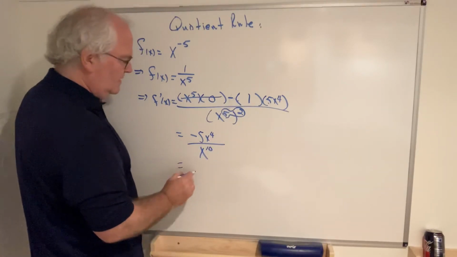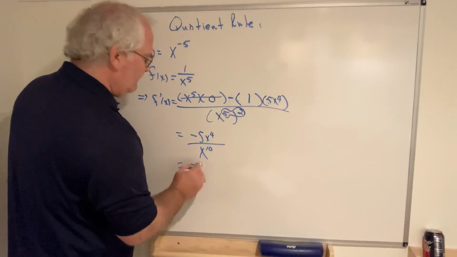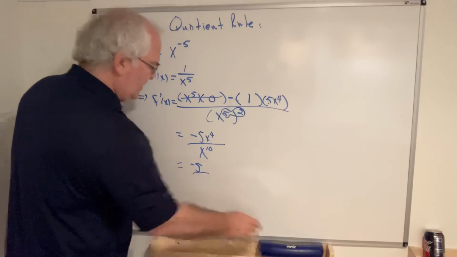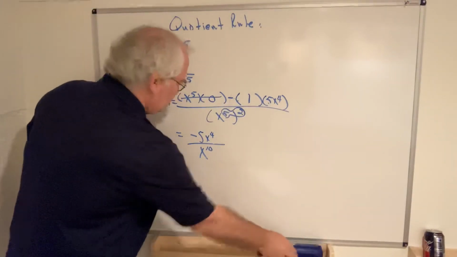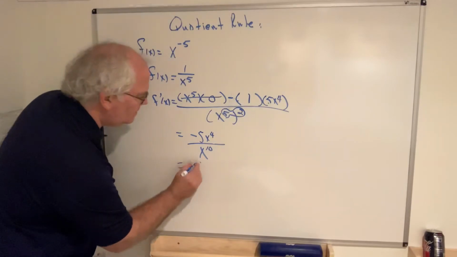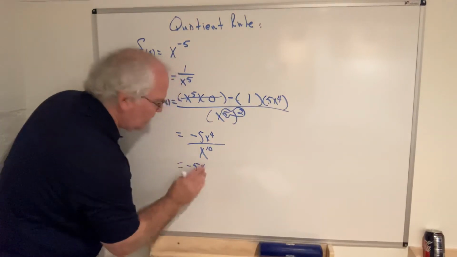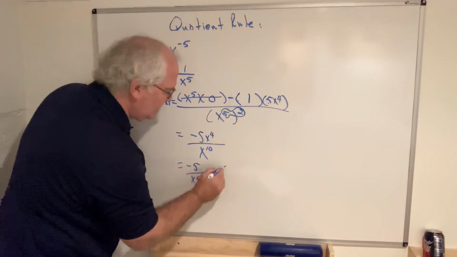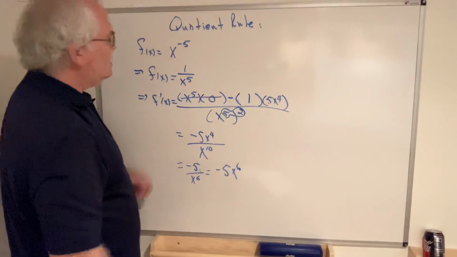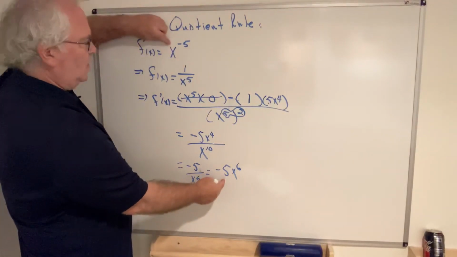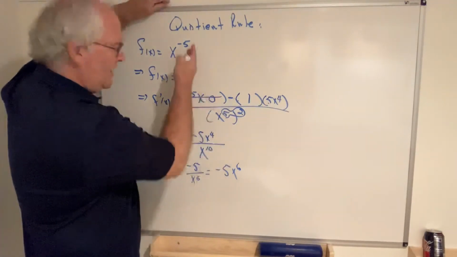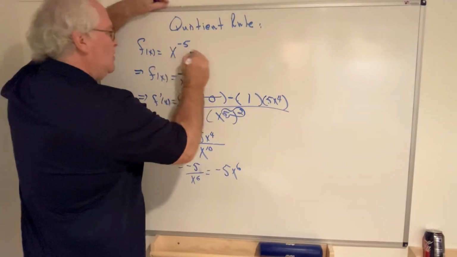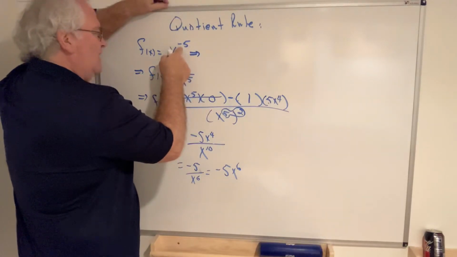Now what is that? That's negative 5. And then when you divide the bases, subtract the exponents. So that's negative 5 over x to the 6th. And we can rewrite that as negative 5x to the negative 6. So that shows us why the power rule really does work. Now, you don't need to do that every time. But this is just showing you that, yes, the power rule does work even if this is a negative exponent.